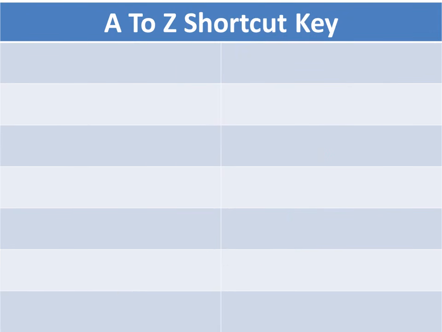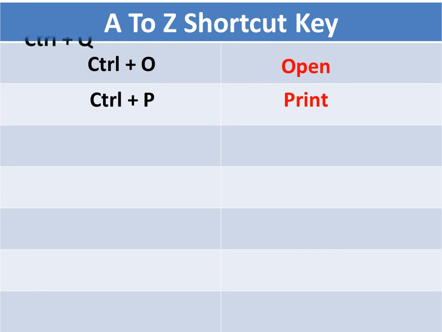Ctrl plus O, open, opens an existing Word document. Ctrl plus P, print, opens the print dialog box so you can print your document.